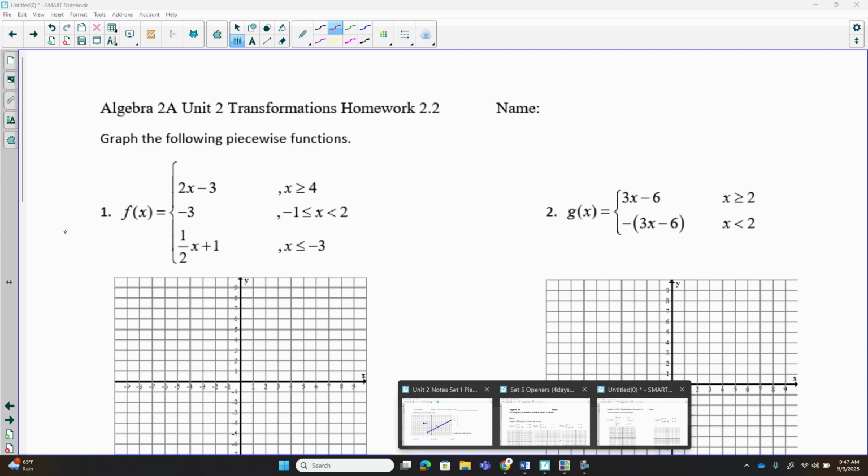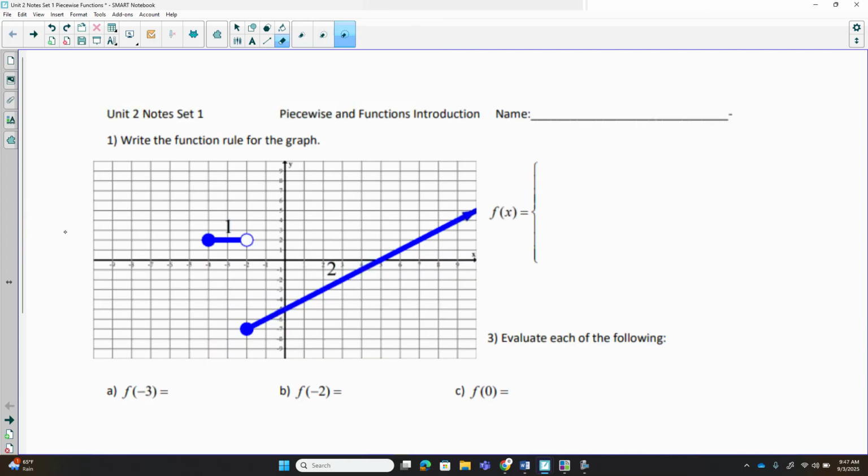Moving on. Let's take a look at our notes. All right. So, as you can tell, I already have these kind of labeled from left to right. This is number 1, this is number 2. It will help me if you would actually do this when you're writing your functions over here.